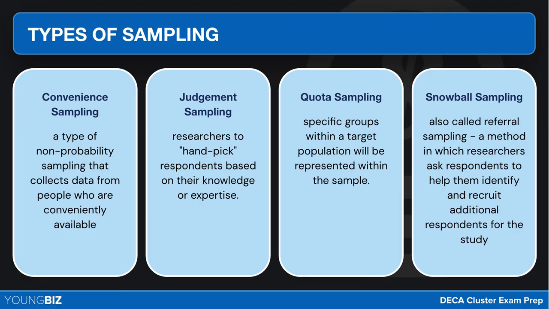And finally, we have snowball sampling, which is also known as referral sampling, which is a method in which researchers ask respondents to help them identify and recruit additional respondents for the study. This method can create a network of participants, making it easier to gather data from specific groups.